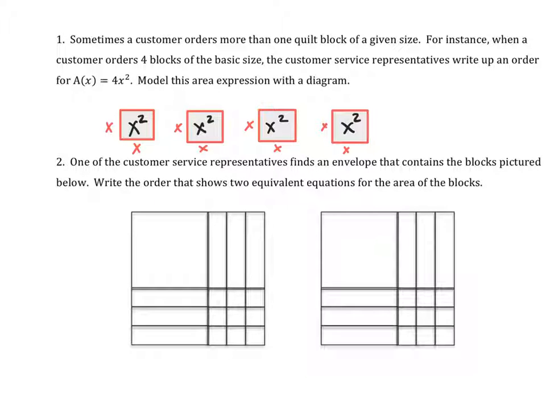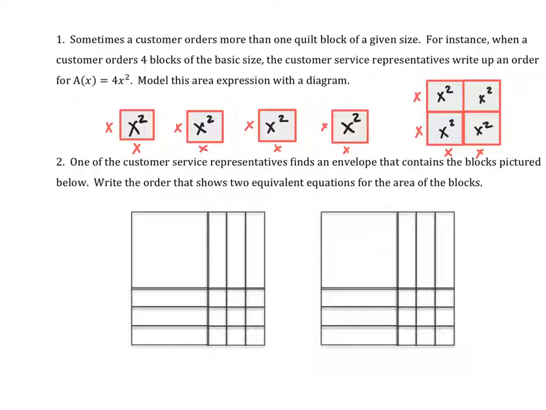Another way you might show this is like this, with all 4 of the blocks together. That also is totes fine. So this here would be x, that would be x, x times x. So each one of these would still be x squared, x squared, x squared, x squared, for a total area of 4x squared. Okay, let's get on down to this next question.